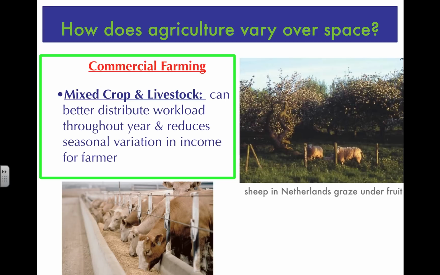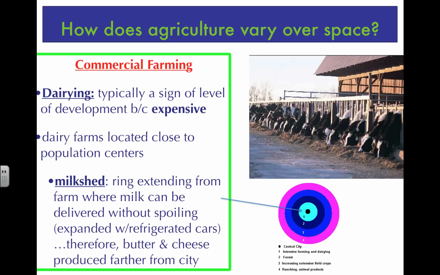and then can also distribute the workload. See here, let's just pretend for a moment that the corn that those cows are eating down in the picture below was grown on the farm, because then that demonstrates that the cows are directly eating that corn. Or alternatively, in this top right hand corner, we see sheep in the Netherlands that are grazing underneath fruit trees. So we've got both the product of the tree and the livestock itself on the same farm.